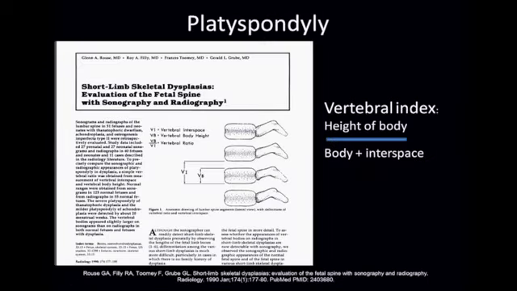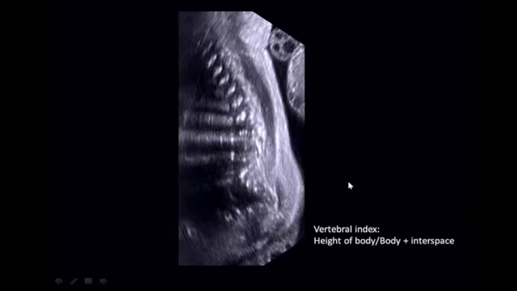Here's a paper from quite some time ago, actually 1990, published by Dr. Philly's group. And they described a mathematical way of evaluating platyspondyle, and they said to measure the vertebral interspace and the vertebral body height and create a ratio. The ratio is the height of the body over the height of the body plus the interspace, and they have lots of nice data in here. Here's an example of how we look at that.